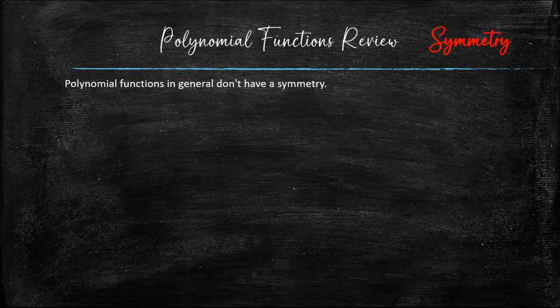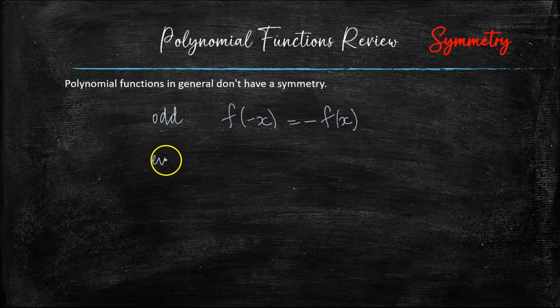Now, when it comes to symmetry, in general, polynomial functions are unlikely to have symmetry. However, if it happens, you should be able to figure this out analytically using the definition of an odd function, where the negative sign can be factored out, and of an even function, where the sign is absorbed by the function. But again, it's very unlikely that some random polynomial function will have a symmetry.